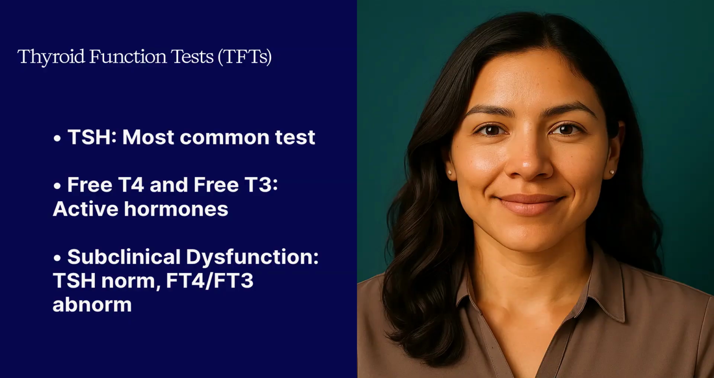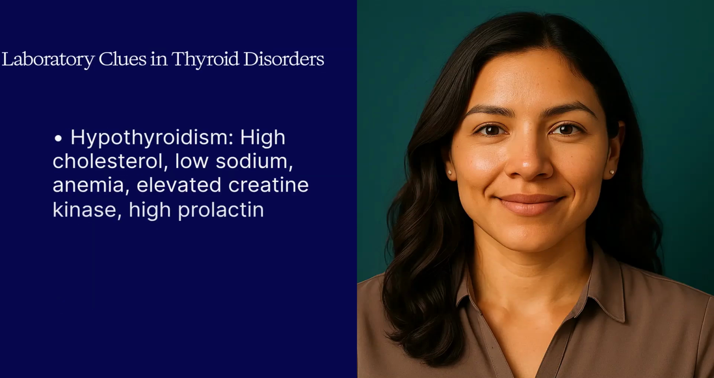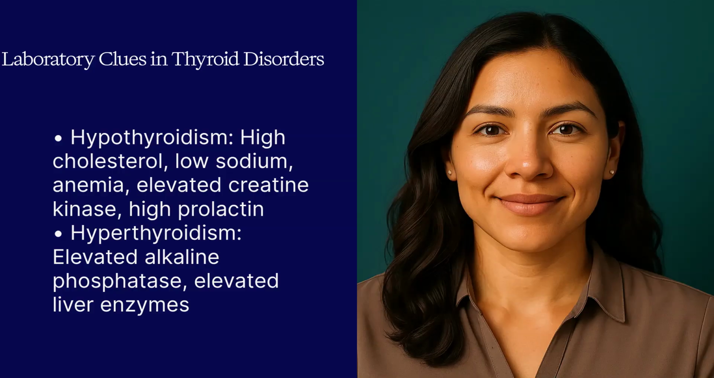Subclinical dysfunction. This is when TSH is normal, but FT4 and FT3 are abnormal. This often requires careful monitoring. Thyroid scan, used primarily for goiter evaluation. Other lab clues include, in hypothyroidism, high cholesterol, low sodium, anemia, elevated creatine kinase, and high prolactin. In hyperthyroidism, elevated alkaline phosphatase and liver enzymes.